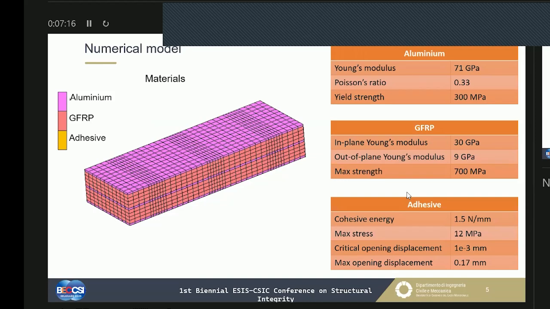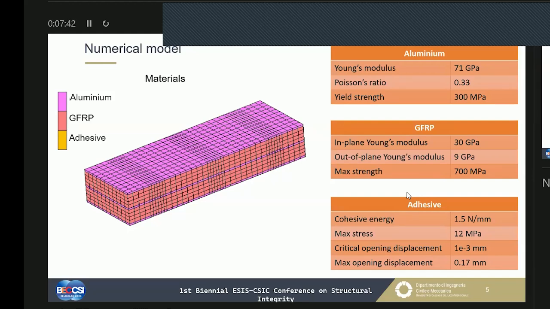We used a mesh composed of brick elements for the aluminum and the composite, while the adhesive was simulated through planar elements. Concerning the material properties, the aluminum was simulated through a common isotropic elastoplastic model. Material properties are in the tables.